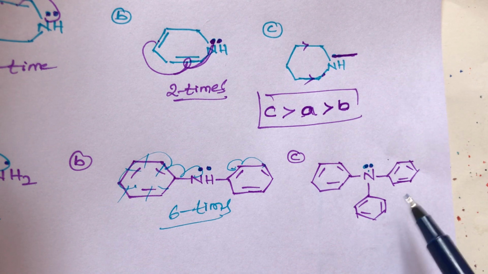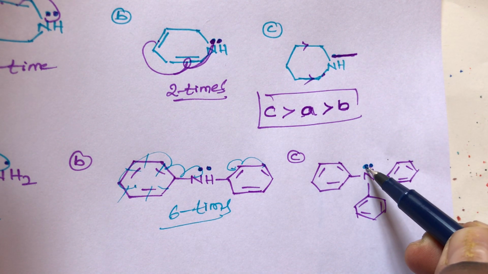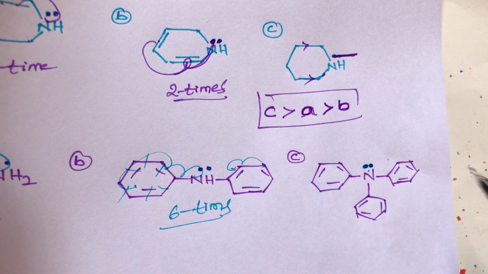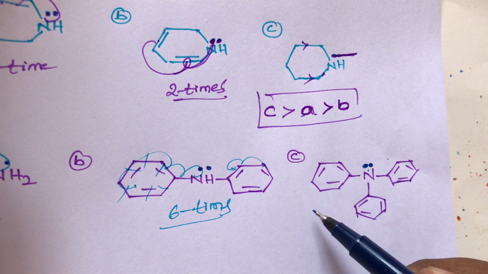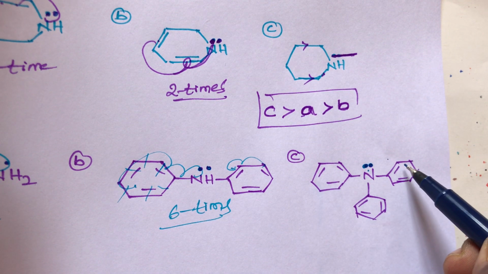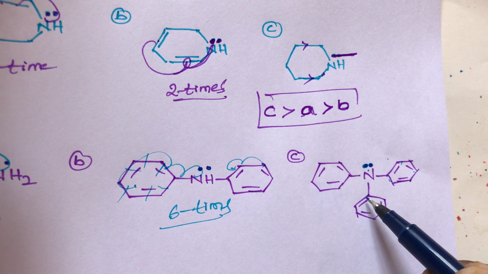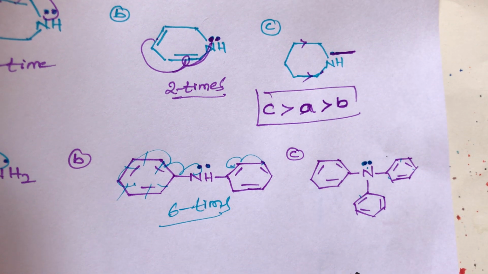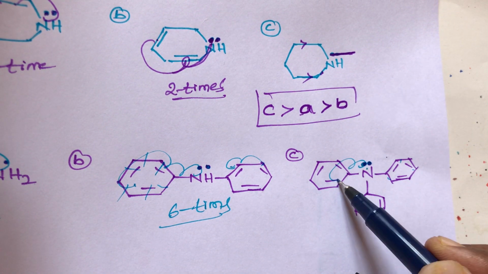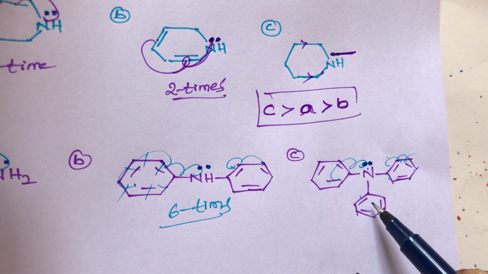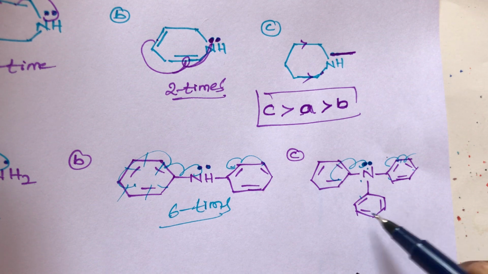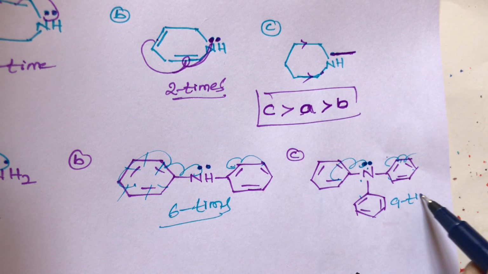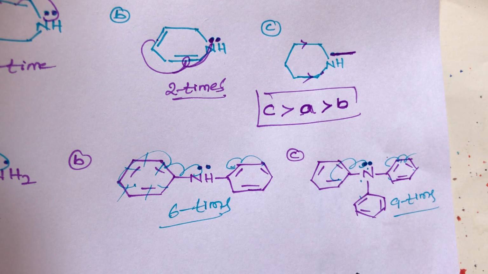And what about the third compound? This tertiary amine also has one lone pair. Here all the compounds have conjugation, double single, on the left and right side also double single conjugation, and downward also double single, so all conjugations are there. This lone pair participates in the left hand side benzene, right hand side benzene, and downward benzene. So here this lone pair participates in the resonance 9 times. So which is the least basic? C compound is the least basic.